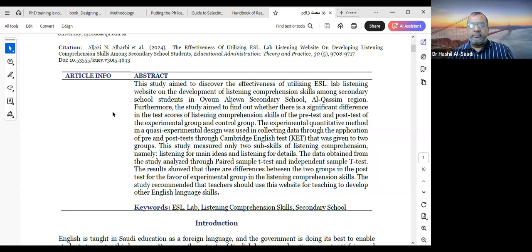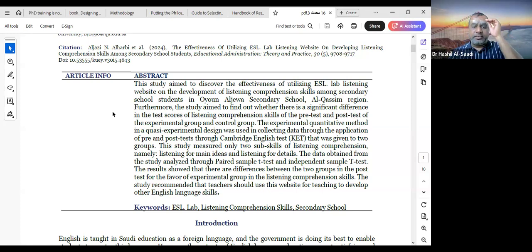Furthermore, the study aimed to find out whether there is a significant difference. Look at the language used here, because this is quantitative research. The significant difference in the test score of listening comprehension skills of the pre-test and the post-test of experimental group and control group. Remember, we talked about all these terminologies: pre-test, post-test, intervention kind of research, experimental group, control group, المجموعة الضابطة والمجموعة التجريبية, and so on. This is all the language of quantitative research.